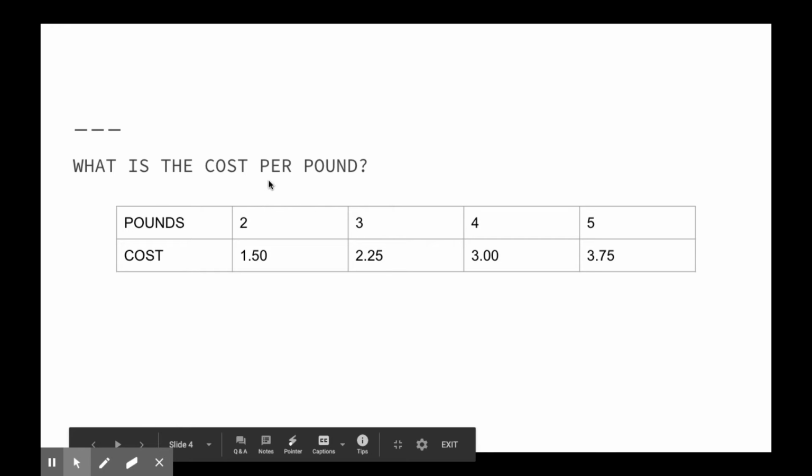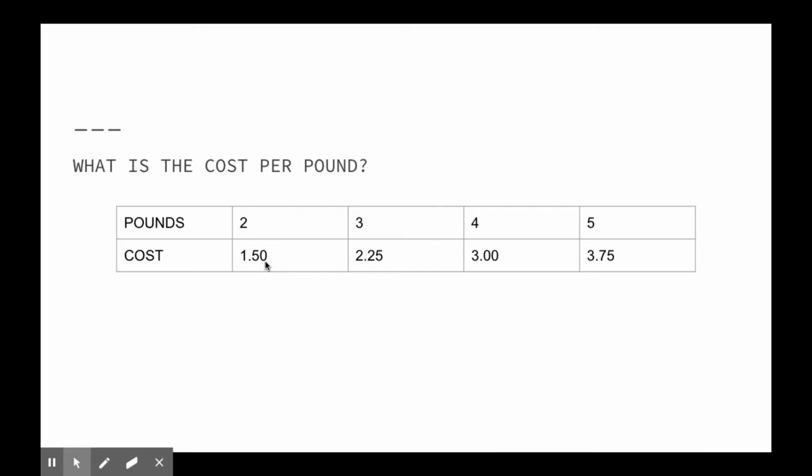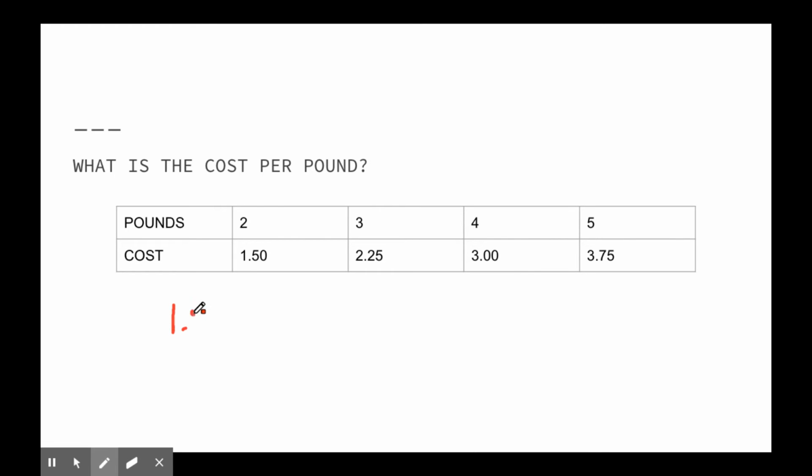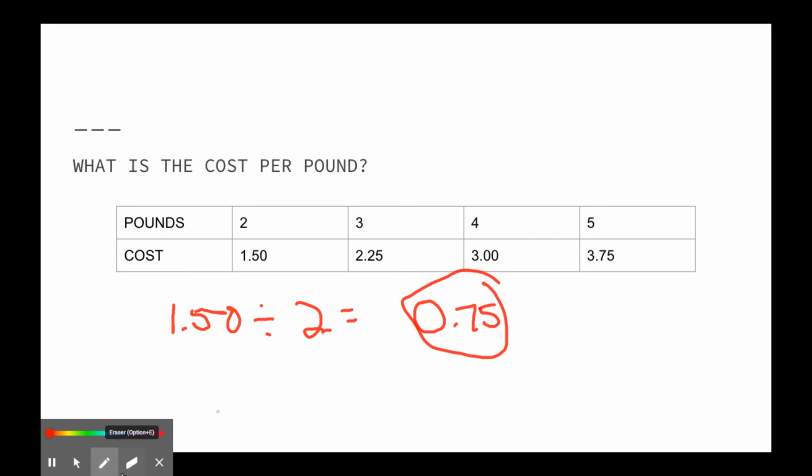Okay, here we're doing the same thing. We're looking at a constant, and so we know that 2 pounds is $1.50, 3 is $2.25, 4 is $3, and 5 is $3.75. So you have to know what 1 pound is. So if I take $1.50 and I divide that by 2, that gives me 75 cents. So each pound is 75 cents.